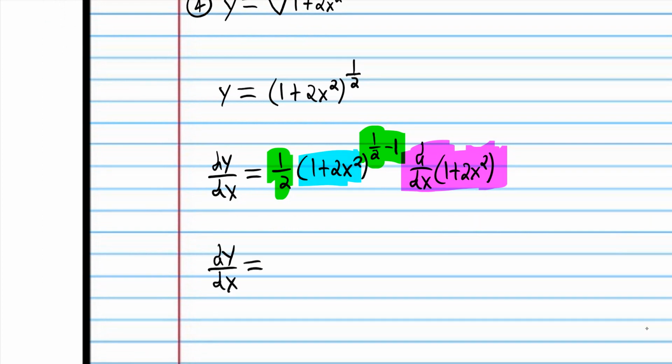Okay, so let's simplify. We have 1/2 times 1 plus 2x squared to the negative 1/2 power, and the derivative of 1 plus 2x squared is 4x.